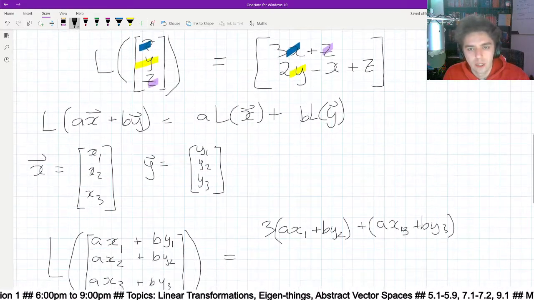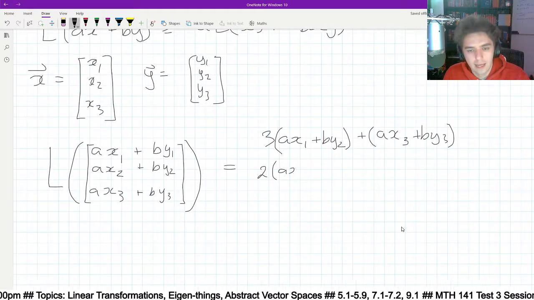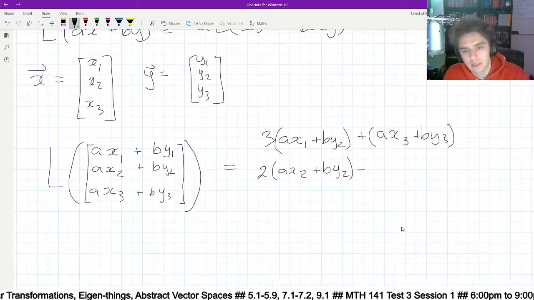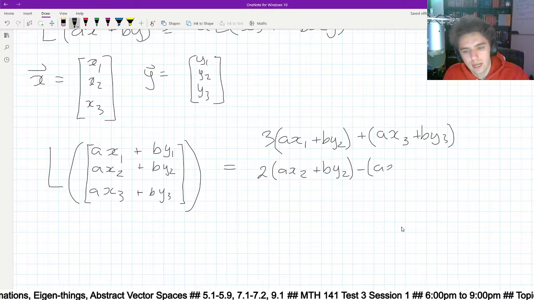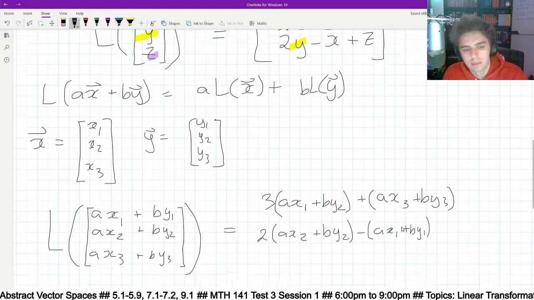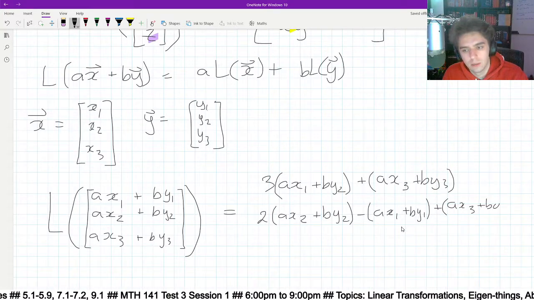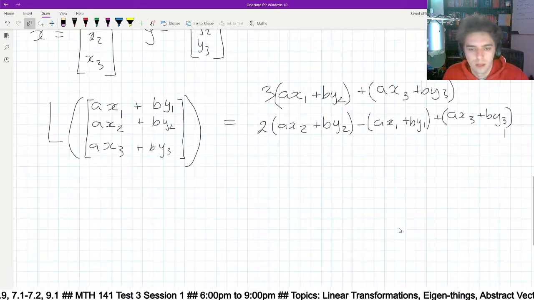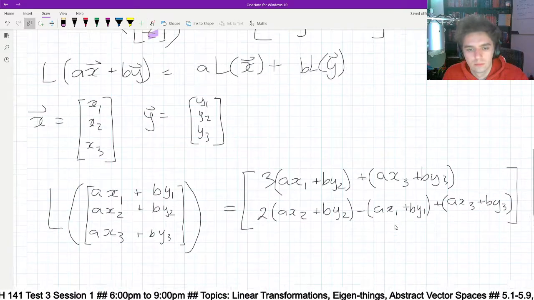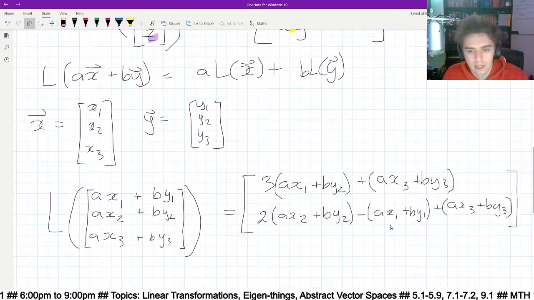And the second thing is 2y, so 2 times the second position, ax2 plus by2 minus x. So minus the first position, which is ax1 plus by1 plus the last position, ax3 plus by3. Wait, wouldn't it be 3ax1 plus by1? Yeah, 3 times. I don't know why I wrote 2 there.